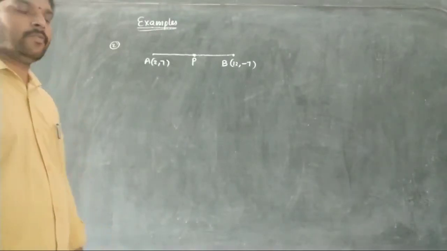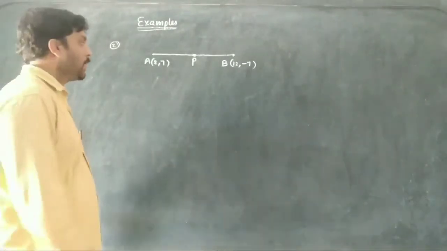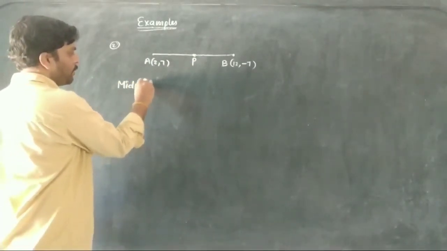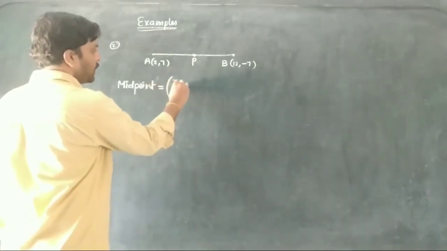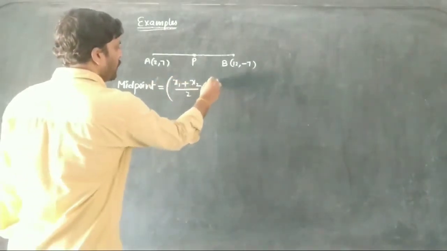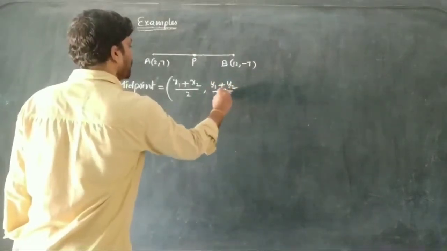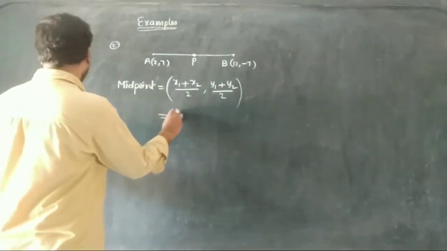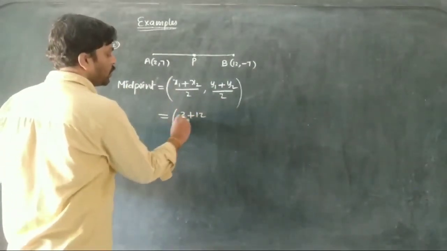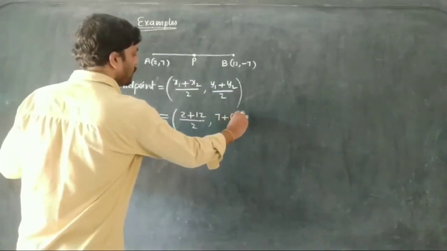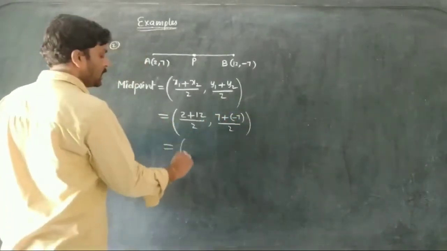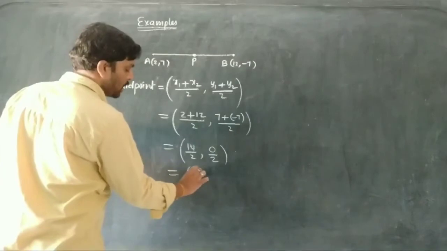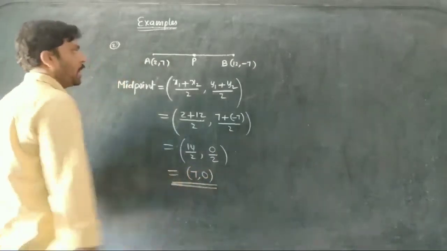Find the coordinates of the midpoint of line segment AB. A is given, B is given. Now find the coordinates of the midpoint. We have the formula (x1 plus x2) by 2, (y1 plus y2) by 2. This is the section formula. Through the section formula we are finding the midpoint, no? That we can apply here. That is (2 plus 12) by 2, (7 plus minus 7) by 2. Here 2 plus 12 is 14 by 2. 7 minus 7 is 0 by 2. Here 2 7s are 0. This is the midpoint of the line segment.